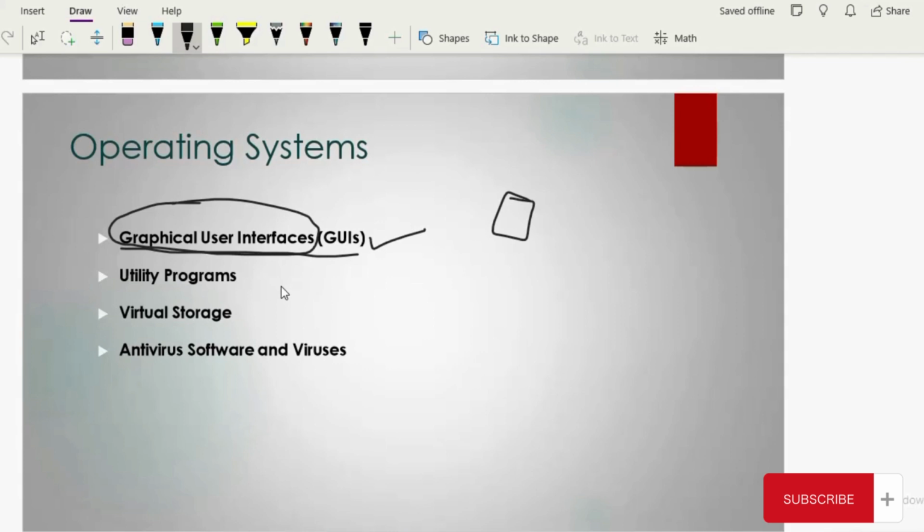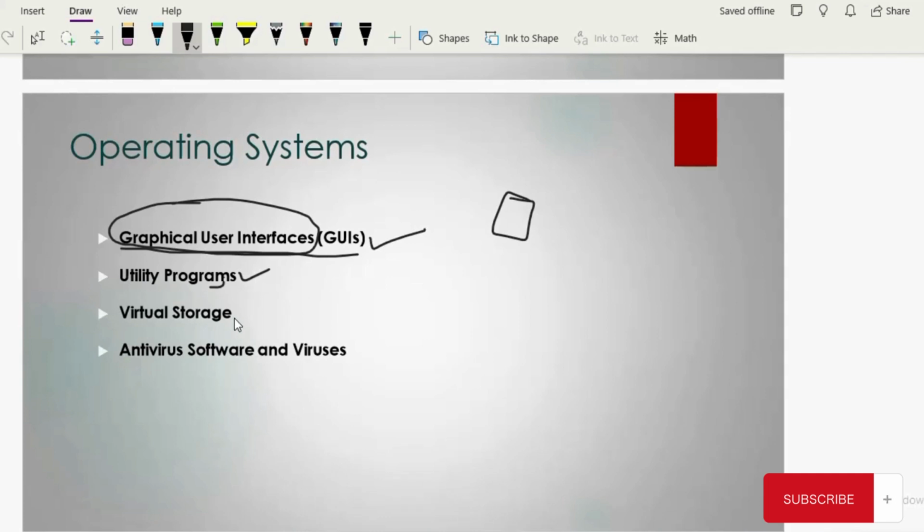We also have utility programs. Utility means things which help in working. Utility programs are the part of the operating system that helps you perform different tasks, like copying files, converting files from one format to another, or printing a file. All these things come under utility programs.